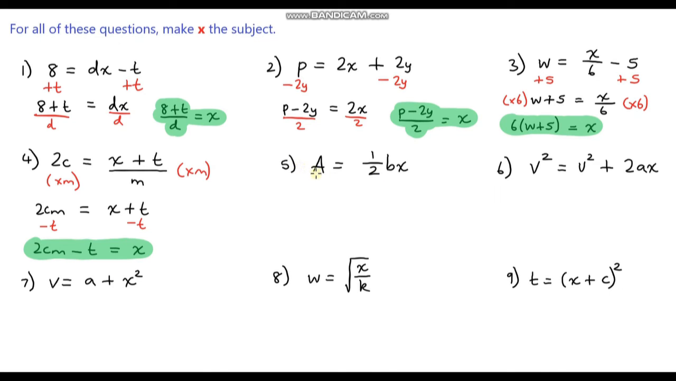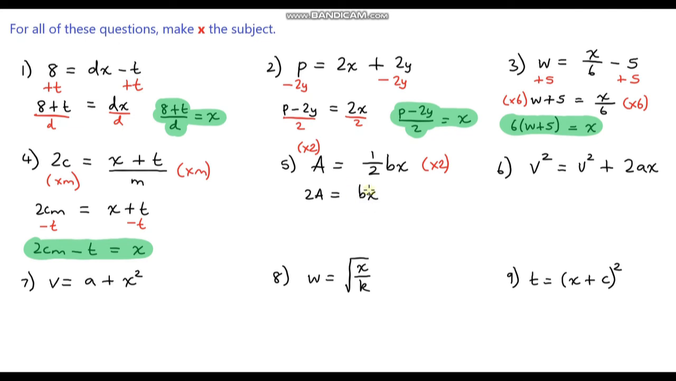Question 5, a equals a half bx. So at the moment we are multiplying by a half b. So we could divide by a half b, but I'm just going to do this in 2 steps. So first of all, I'm going to get rid of this half. And to do that, we can just multiply by 2, because a half times 2 is 1. So those 2 terms will just cancel. So if I multiply both sides by 2, on the left hand side, I'll be left with 2a. And on the right hand side, I'll just be left with bx.